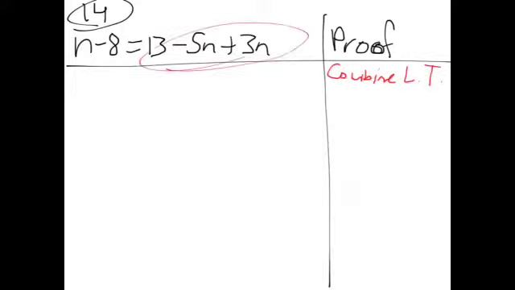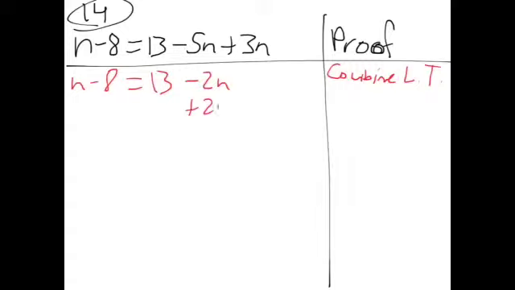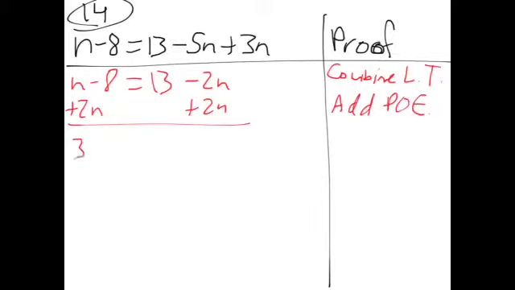Because on this right side I have multiple n terms. Left side, n minus 8. Right side is going to get 13. Negative 5n plus 3n is going to be negative 2n. And now I'm going to add 2n to both sides because I want my n's on the left side. So what lets me add to both sides is the addition property of equality. And now on the left side I have 3n minus 8 equals 13.